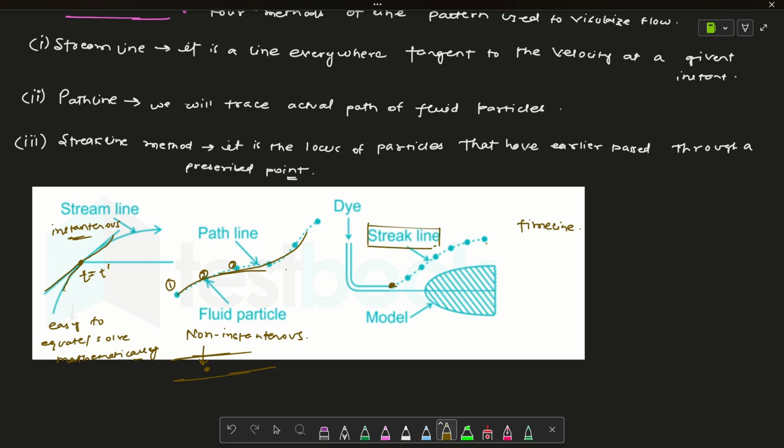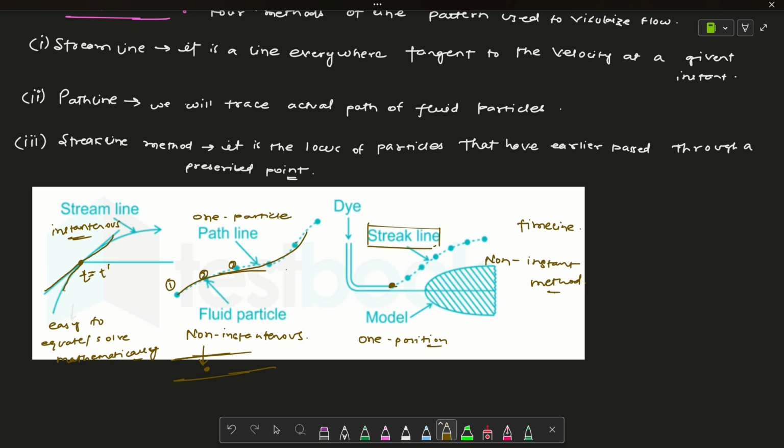So this is also a non-instantaneous process. If you see, in the pathline method we are focusing on only one particle. But here we are going to focus on one position, and for that position many particles are passing, and we will draw the line accordingly. This is the difference between the pathline and streakline.